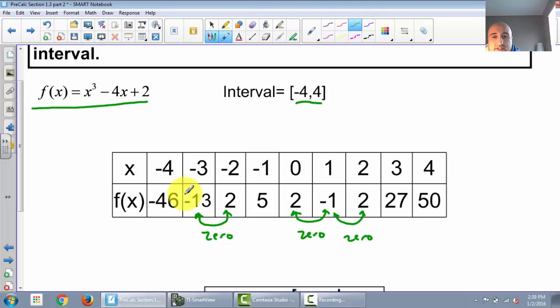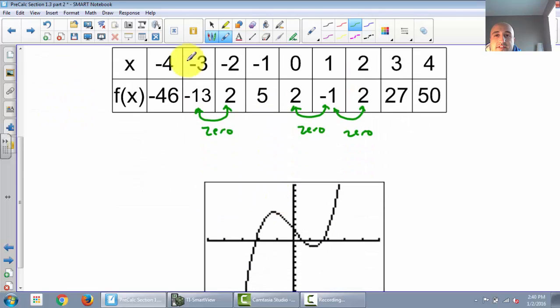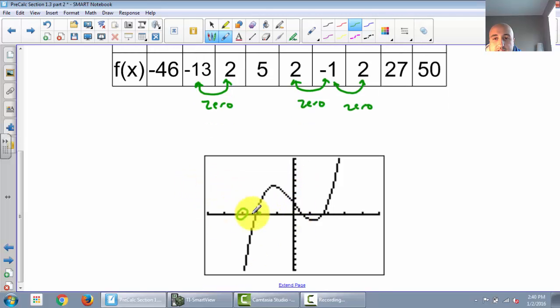So anywhere that it switches from negative 13 to 2, and 2 to negative 1, and negative 1 to 2, there has to be a zero between those integers. So there's going to be a zero between negative 3 and negative 2, between 0 and 1, and between 1 and 2. Let's check the graph. If all you do is graph this on the calculator, we can see, between negative 3 and negative 2, is there a zero between there? Yep, it's right here.